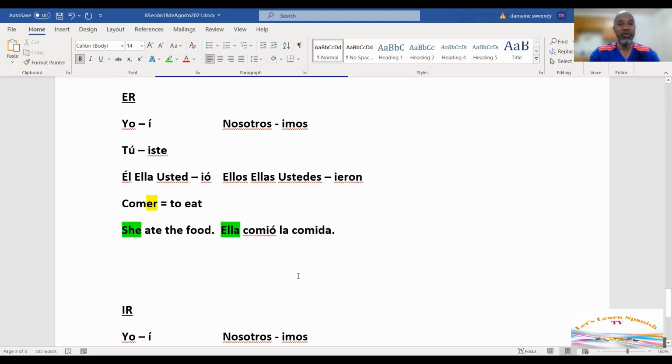All right. And then what happens? You change the ending to match with the person. And again, here we have yo, and then we have ella comió la comida. Understood? That should be simple, right? Go ahead, practice that. Make sure you're telling about things you did in the past.